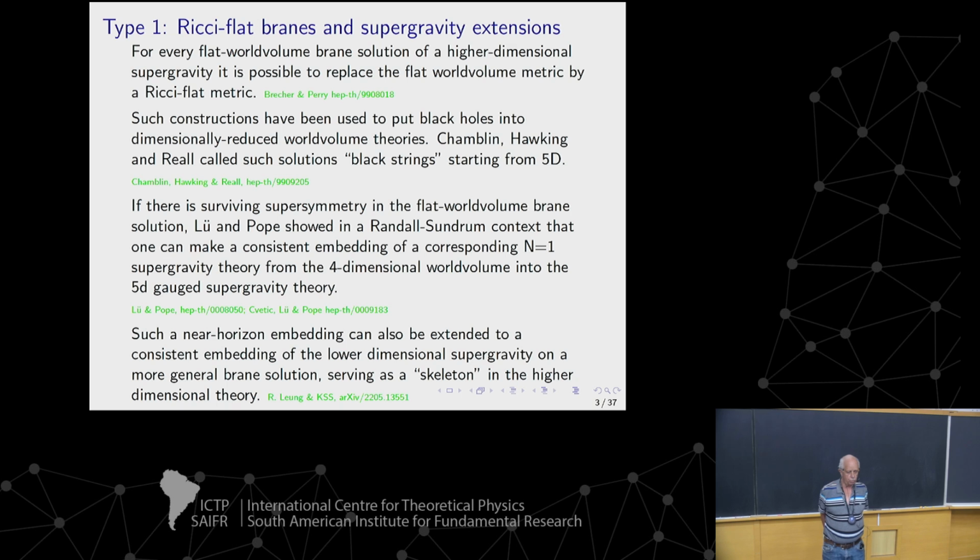One example is what we call, when you have a brane world volume, there's a part of the calculation, of course, in finding the solutions to the higher dimensional theories, you calculate the Ricci tensor.